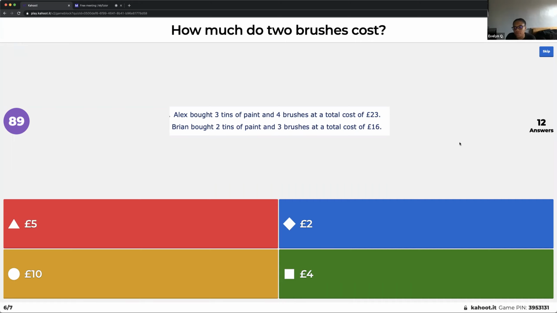So someone asked me what grade did I get in GCSE maths. I got an A star, so I didn't have that level 1 to 9 stuff. I did my GCSEs quite a while ago.